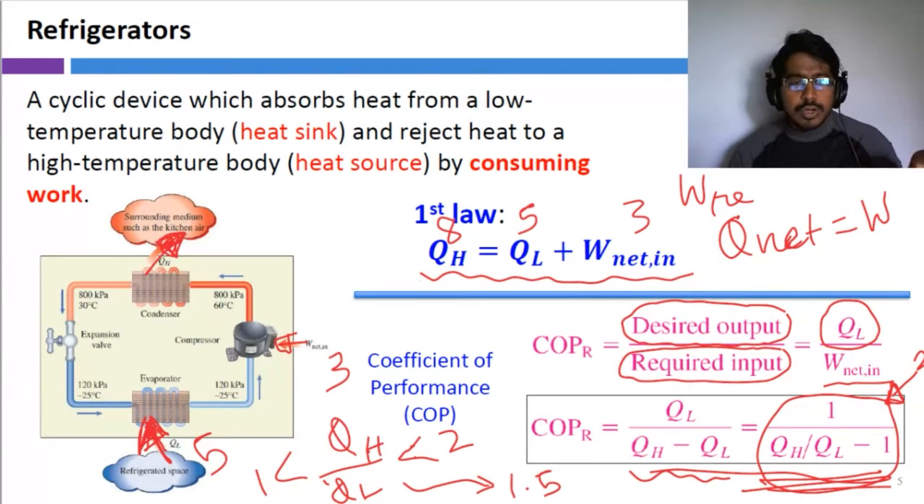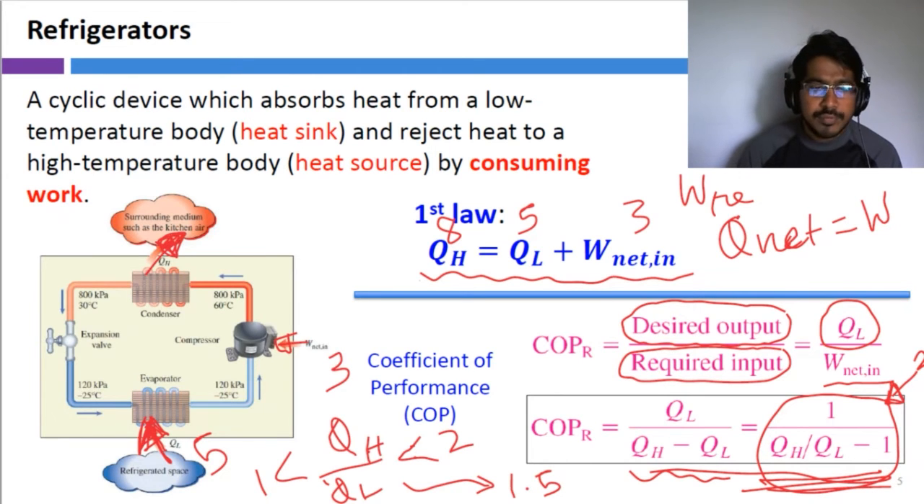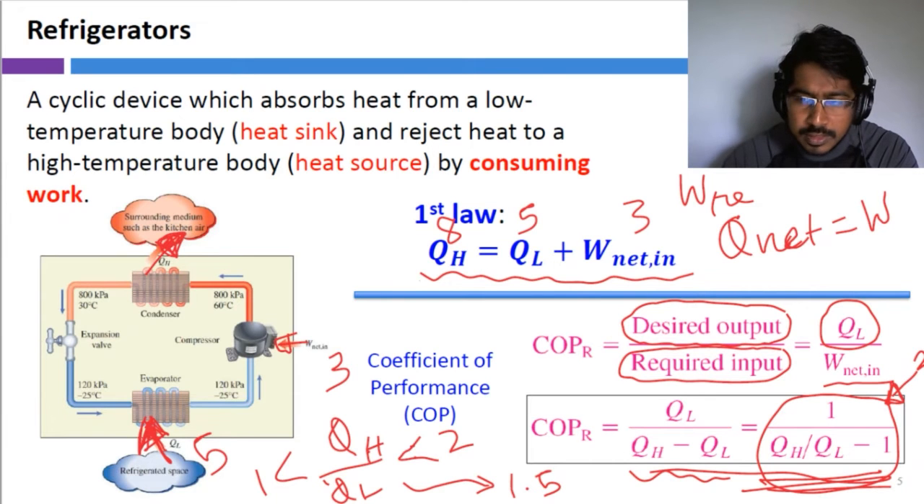So that's why we do not use the conventional word efficiency for refrigerators, because with refrigerators you can get more cooling effect than the amount of energy that you provide. That's why we use COP as our performance indicator to evaluate the performance of refrigerators and air conditioners. We don't use efficiency, we say it's coefficient of performance, or COP. Okay, so are we all clear about how we calculate the COP for refrigerators? Perfect.